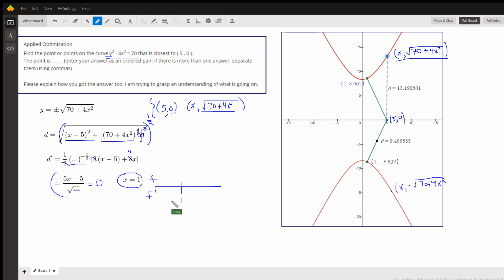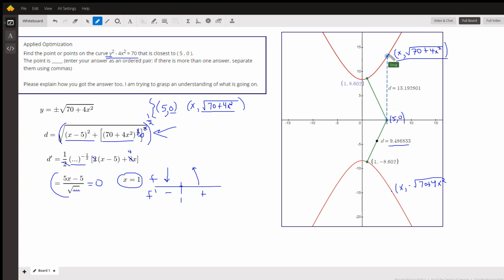I guess if you picture putting 0 in the first derivative, you get a negative number. So this function is decreasing. And then to the right of 1, like if you put a 2 in, you get a positive number. So 1 generates a relative minimum for this function right here. Okay, and so if you put 1 in for x, y squared equals 74. y equals the square root of 74. That's what this decimal is right here.